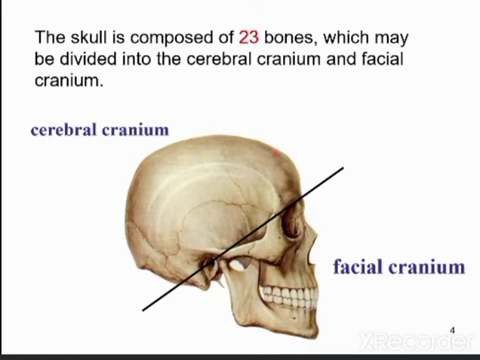Here, this area, the bone, is cerebral cranium. There are 8 cranium bones. And here, the inferior of the skull, here, the face cranium. There are 15 bones.